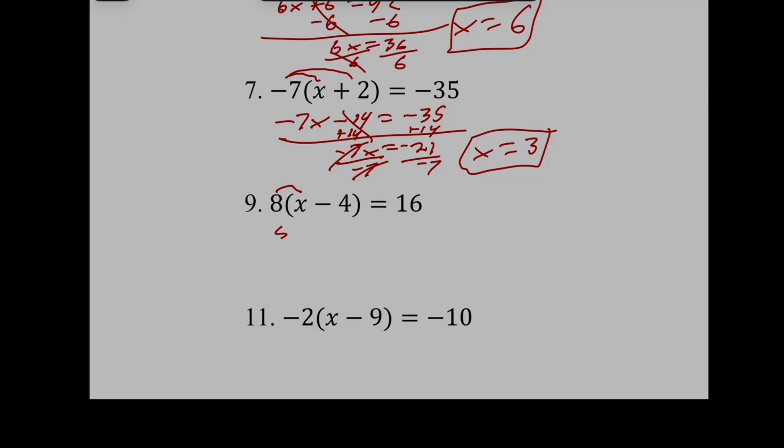8 times x is 8x. 8 times -4 is a -32. And that all equals 16. I'm going to add 32 to both sides. And once I do that, I get an 8x equals 30.